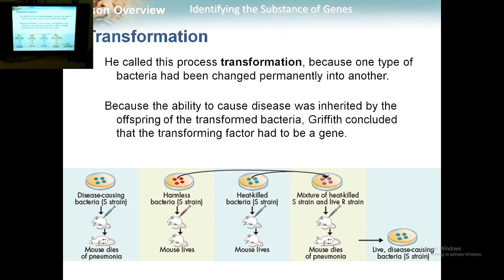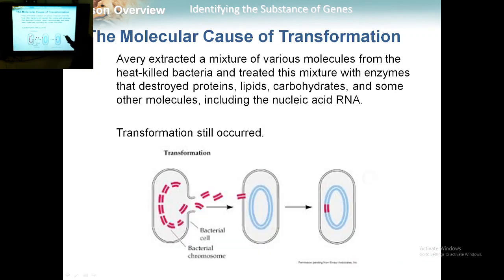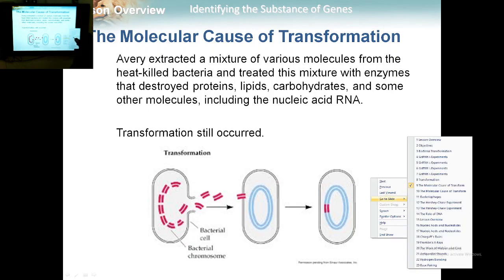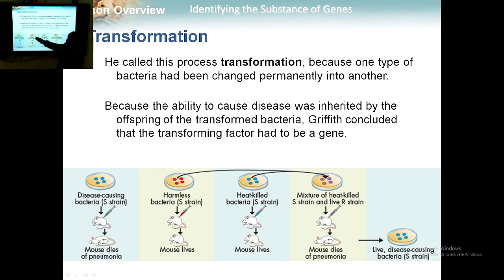So again, in the first part, he injected the S strain directly into a mouse, and the mouse died. In the other part, he injected the harmless R strain, and the mouse was still alive. In the second part, he killed the S strain by heat, and once he injected it, the mouse stayed alive. In the third part, he made a mixture of the harmless bacteria and heat-killed S strain, injected it into the mouse, and surprisingly the mouse died.